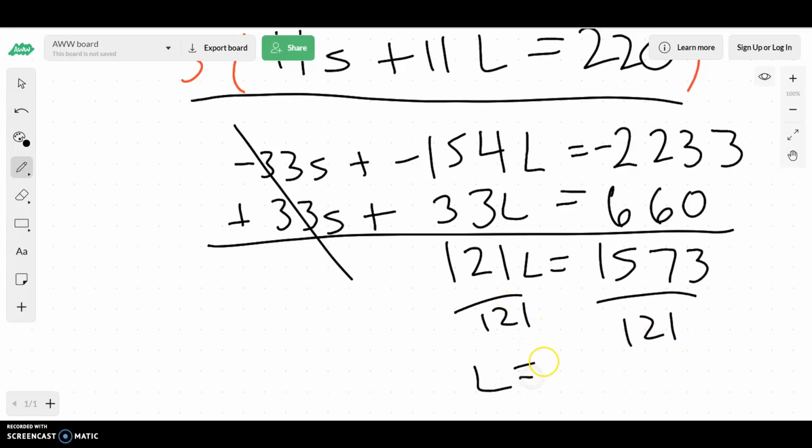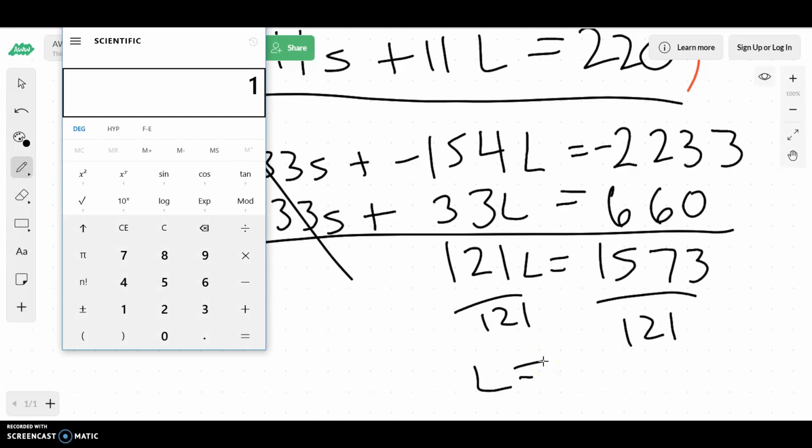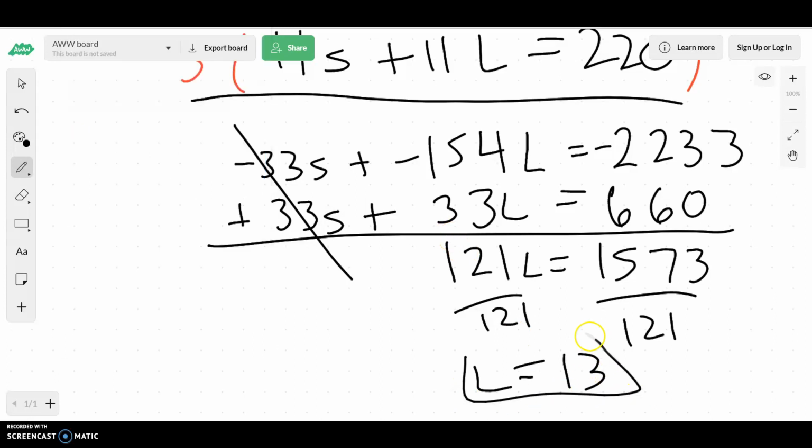I would divide and I would get 13. And I think for this one they didn't ask for both, they just asked for the large boxes. So because they just asked for the large boxes, that would just be your answer. You don't have to plug it in and find the other one. Let's do the next problem.